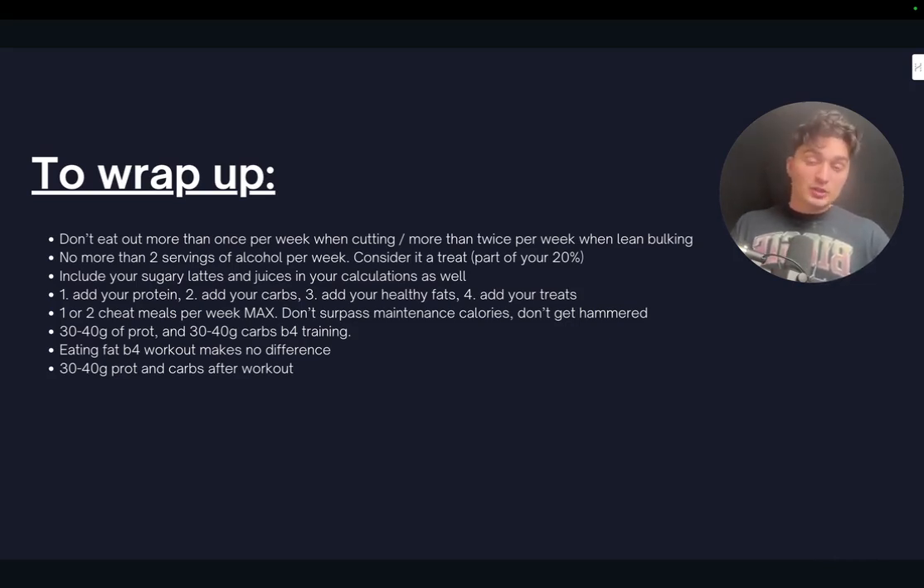30 to 40 grams of protein, 30 to 40 grams of carbs before training and after training. And eating fat before or after a workout doesn't really make a difference to muscle protein synthesis or energy in your workouts, so don't worry about that.